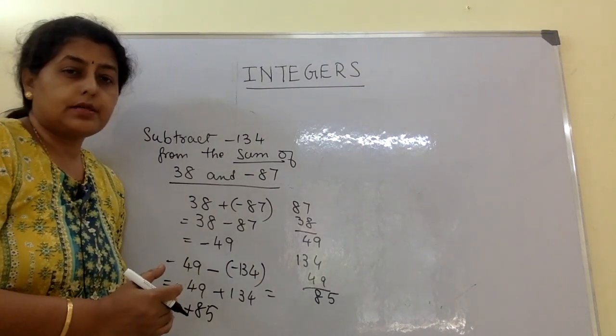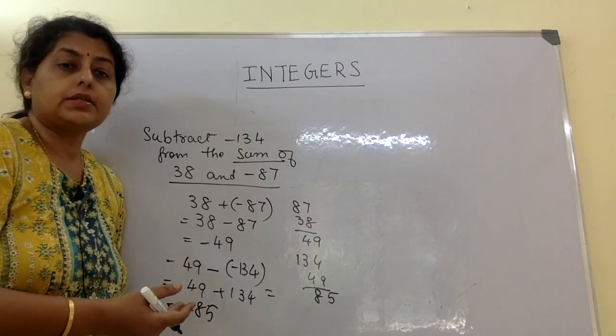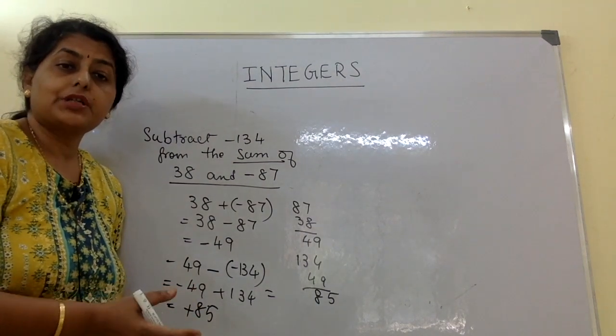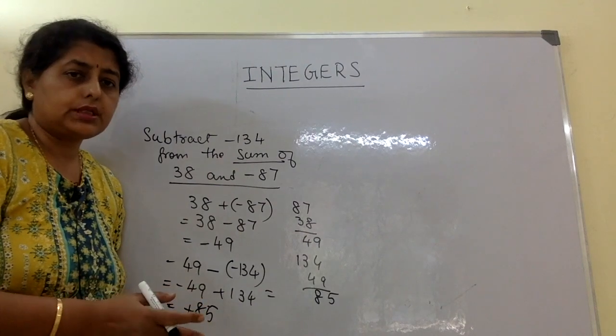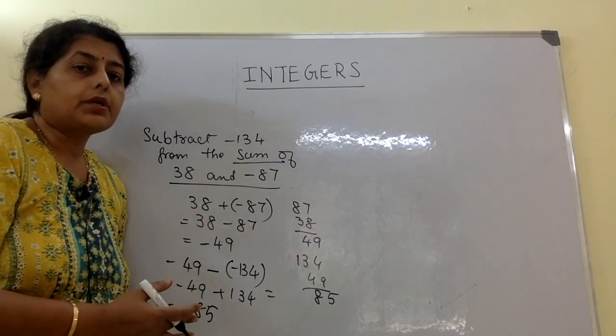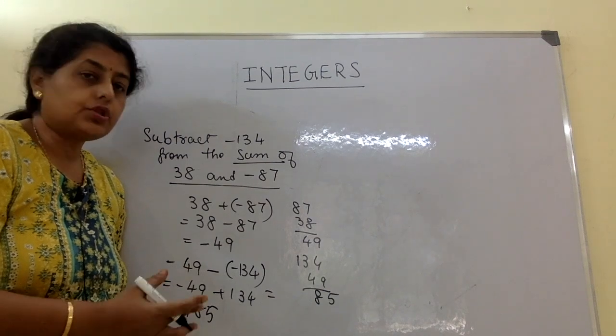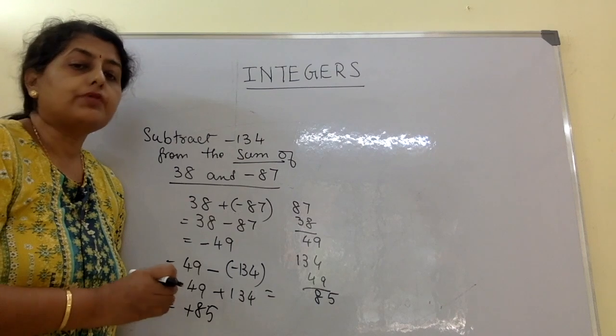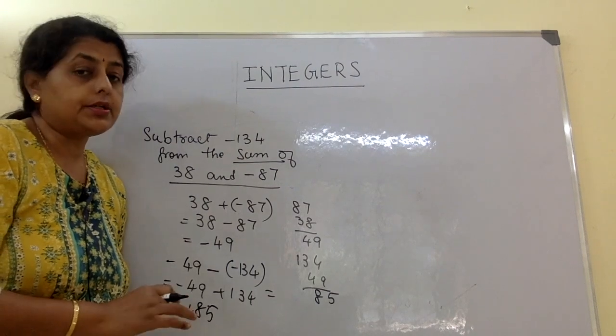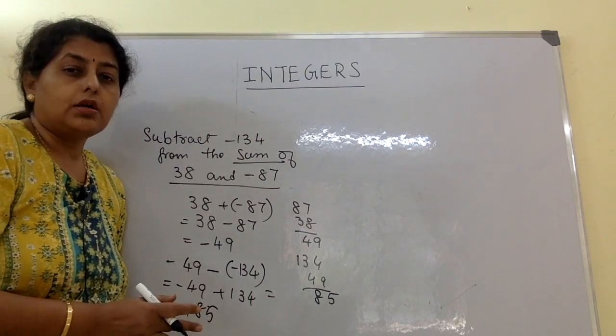Next topic, next video in integers. In the next video I shall be taking up the different laws like commutative, additive inverse, associative. You must have heard of them. If you find that confusing, watch the next video, you'll be very clear about it. In this video it is only addition and subtraction of integers.